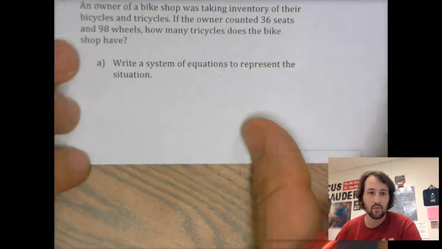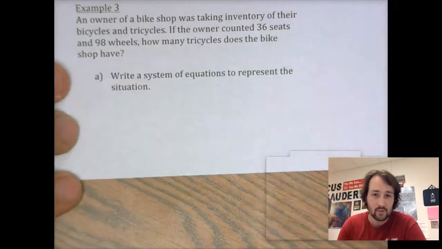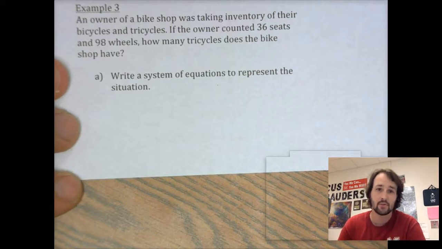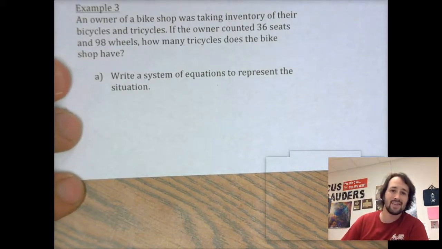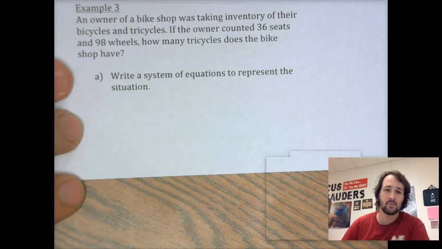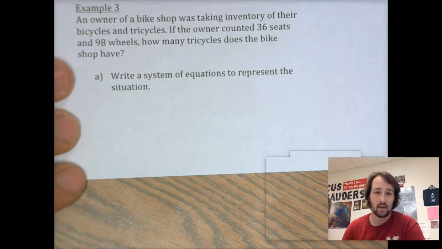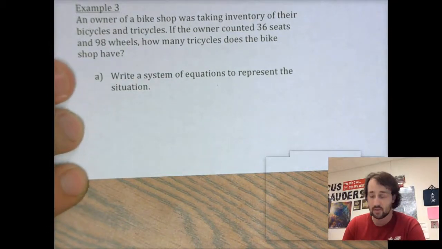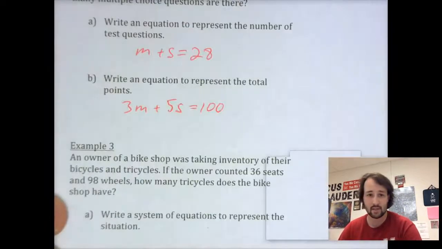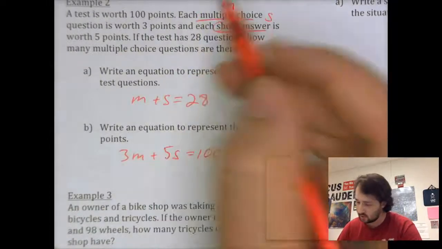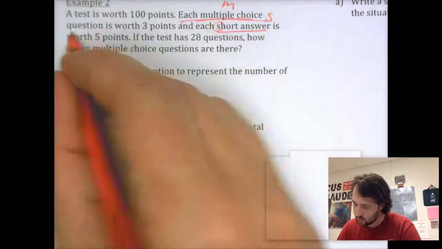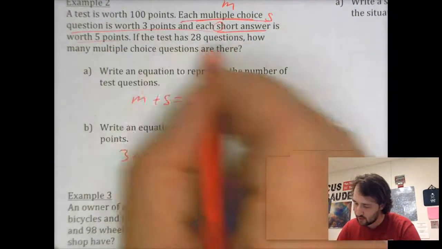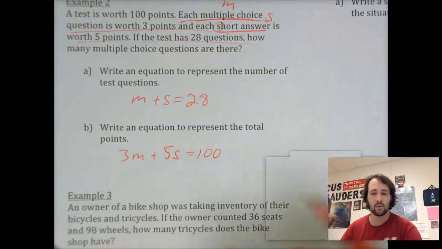All right, moving on. An owner of a bike shop was taking inventory of their bicycles and tricycles. If the owner counted 36 seats and 98 wheels, how many tricycles does the bike shop have? We're not trying to answer this, but it says write a system of equations to represent the situation. So here it's not breaking it down like it did before. We had one sentence: each multiple choice is worth 3 points, and each short answer is 5, and 28 questions. So we kind of figured out how to break this down.